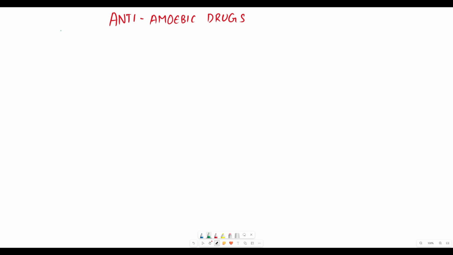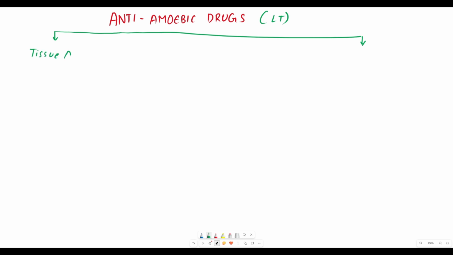Anti-amoebic drugs are initially divided into two different subclasses. To remember the subclasses, remember it as anti-amoebic drugs TL. T means it is the first class, which is tissue amoebicides. L means it is luminal amoebicides. So just remember it as TL. One is tissue amoebicides and the other is luminal amoebicides.